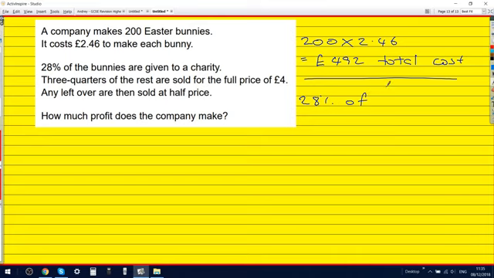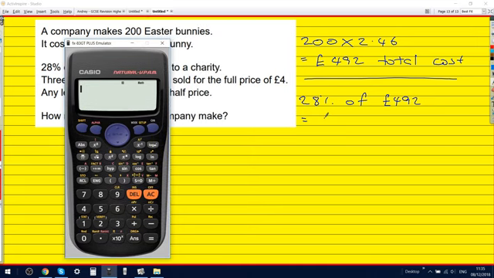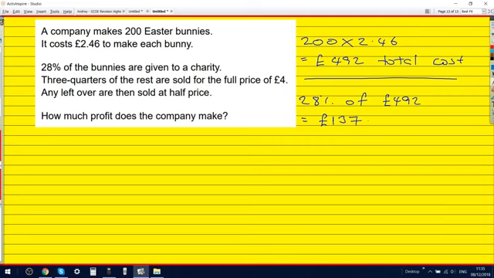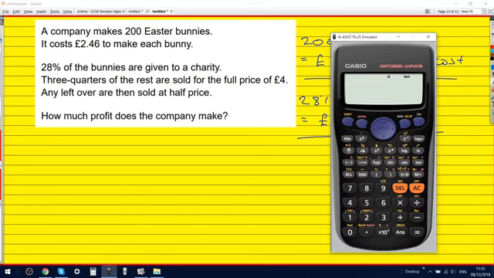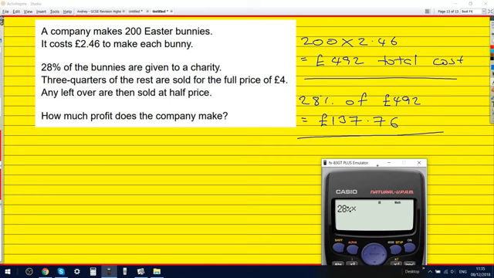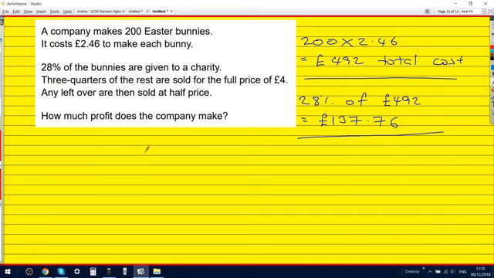Okay, go on. What do you get? You get 137.76. Okay. What might we do next? 3/4 of the rest are sold for the full price of £4. I'm not sure. 3/4 of the rest are sold.